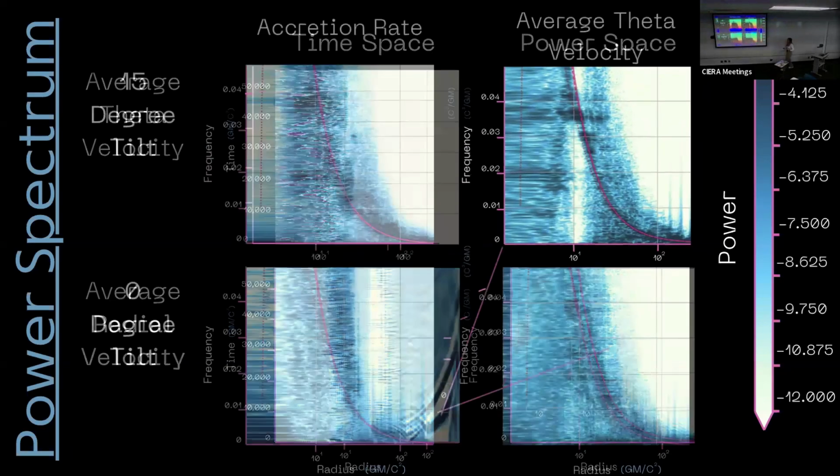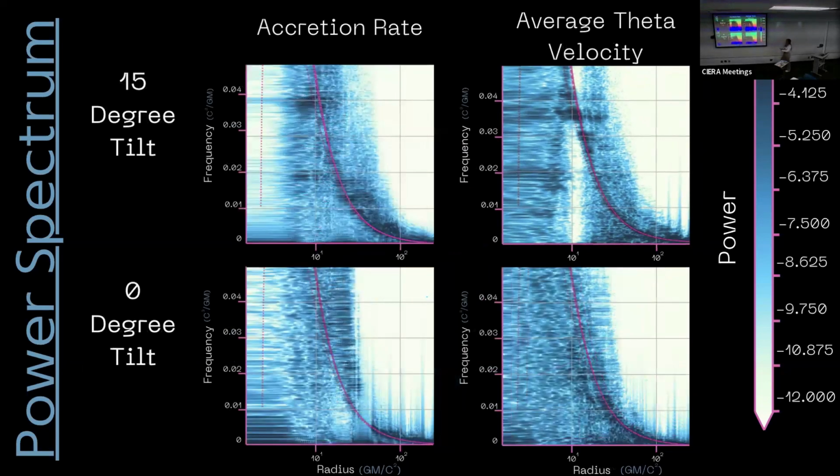So all of these past graphs were used for the 15-degree tilt. But when we compare it to the 0-degree tilt, we see that these features are nowhere near as persistent. So we can say that with a 15-degree tilt, or the more misaligned your axes are, the more QPO variability we'll have.